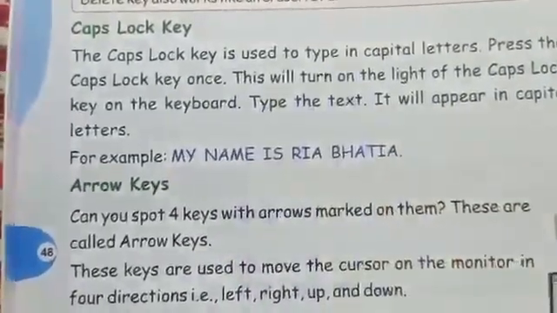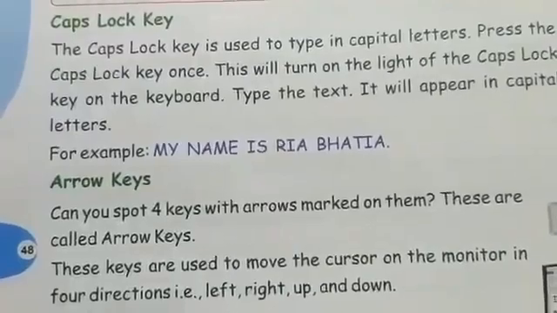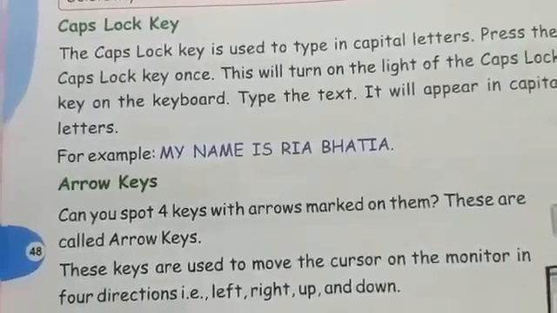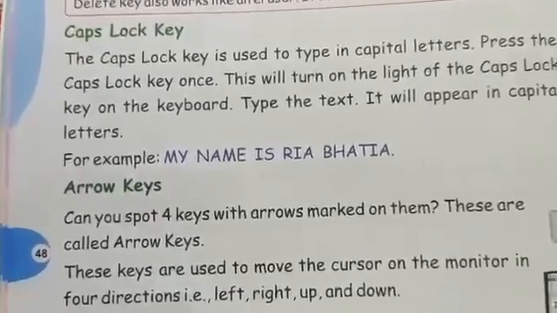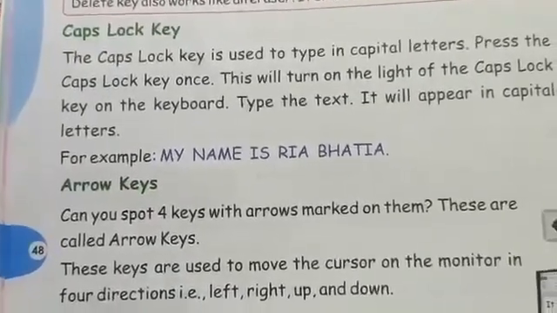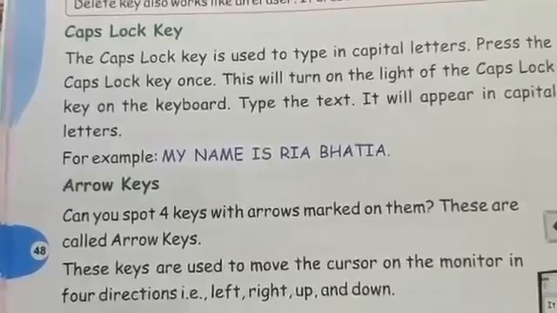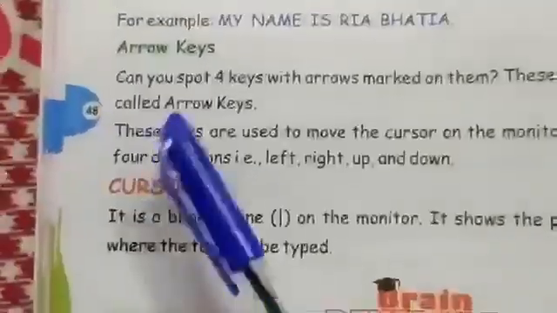तो जब आप caps lock key को press करोगे तो आपके कीबोर्ड पे एक रेड कलर की लाइट आ जाएगी. तो इसका मतलब ये है कि आप उसमें कैपिटल लिख सकते हो. अगर आप उसको फिर से प्रेस करोगे तो that light will disappear and you will be able to write in small letters. Now comes the arrow keys.